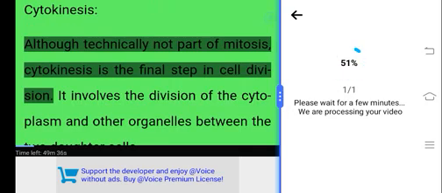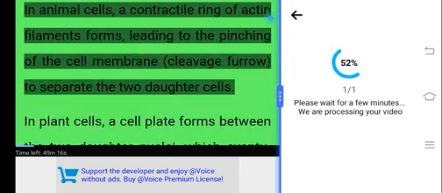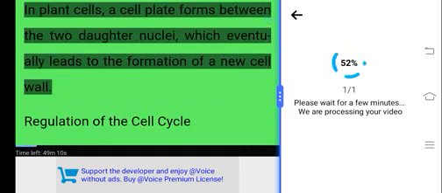Cytokinesis. Although technically not part of mitosis, cytokinesis is the final step in cell division. It involves the division of the cytoplasm and other organelles between the two daughter cells. In animal cells, a contractile ring of actin filaments forms, leading to the pinching of the cell membrane, the cleavage furrow, to separate the two daughter cells.